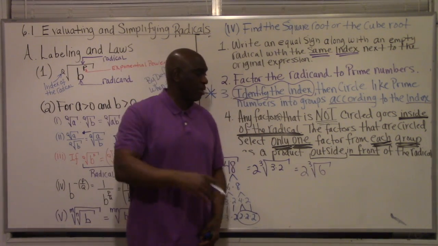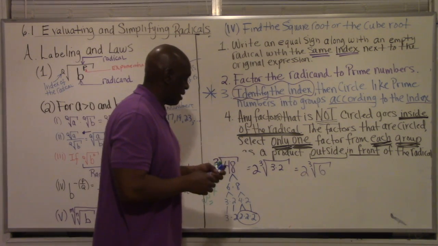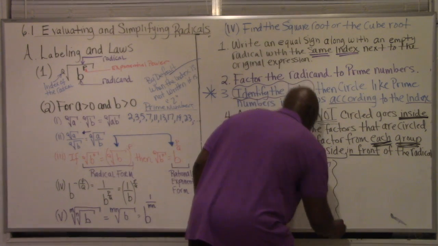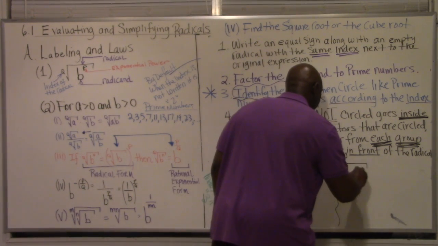That's it. One more, and I'm finished for real. In fact, let me just write it over here. You might want to try this one on your own. How about the square root of 72?